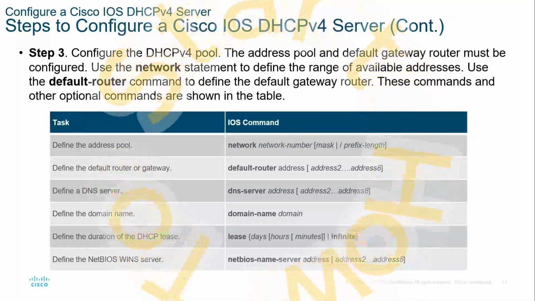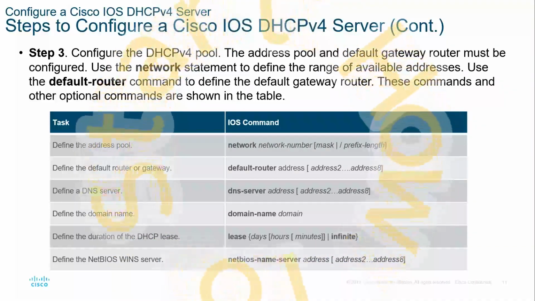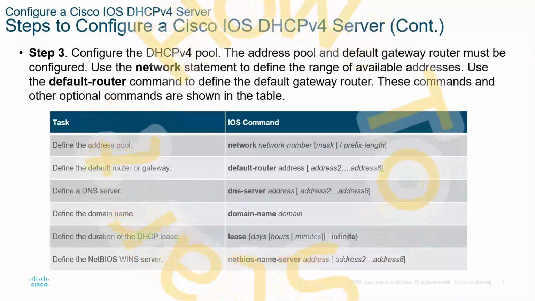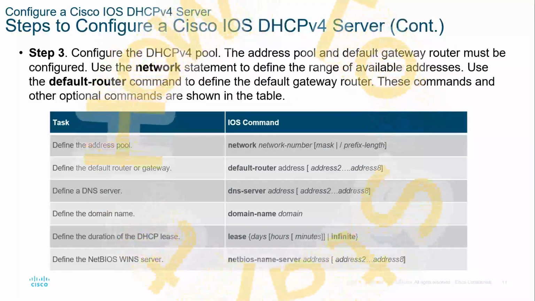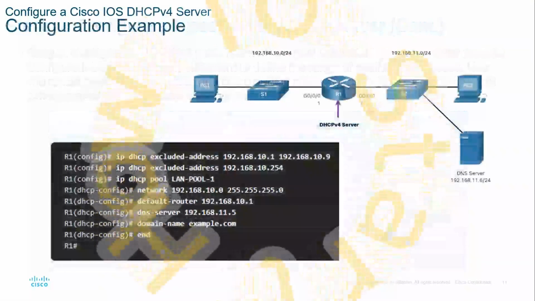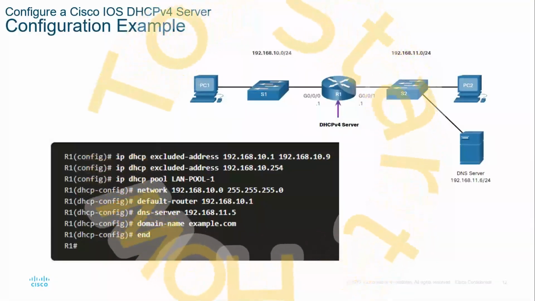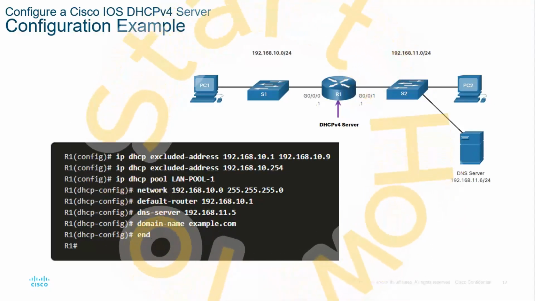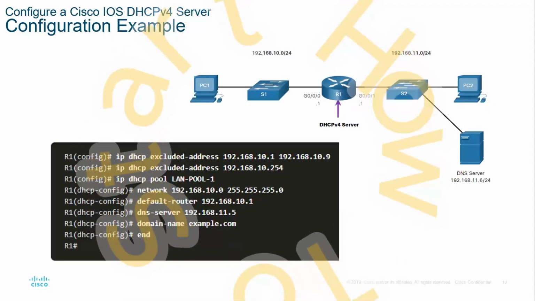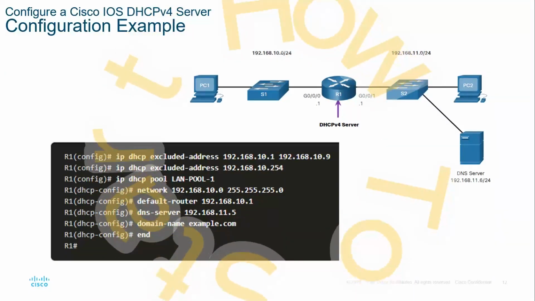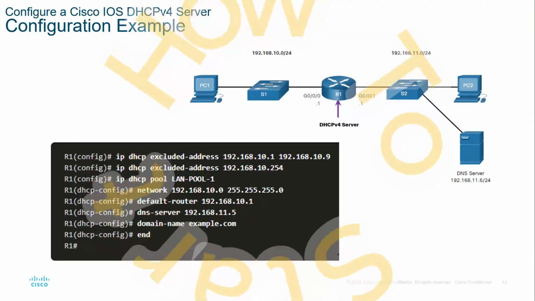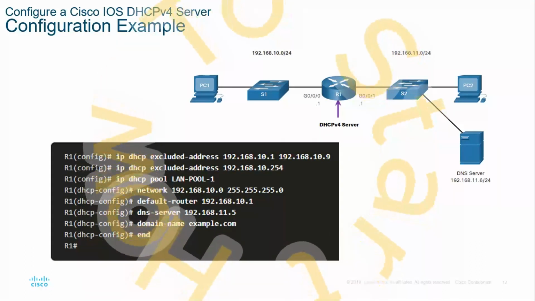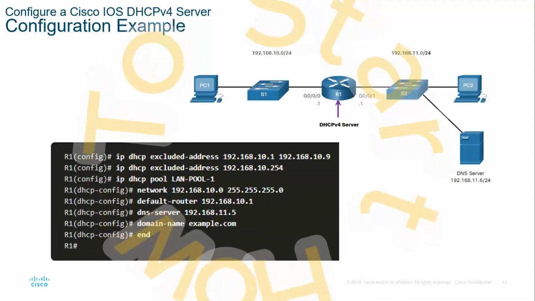We can issue a domain name if necessary, a lease, and if we have a Win server, we can issue that as well. So let's see that all put together as an example. Here we have two exclude address lists. We have 192.168.10.1 through 192.168.10.9, and we have 192.168.10.254. So that means those addresses will not be issued.